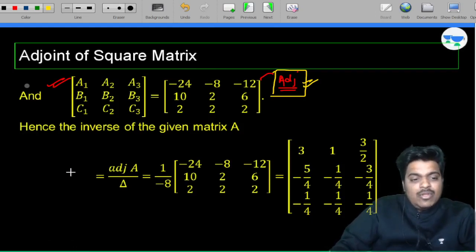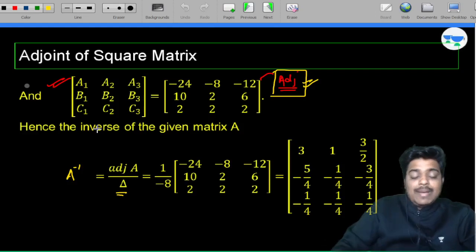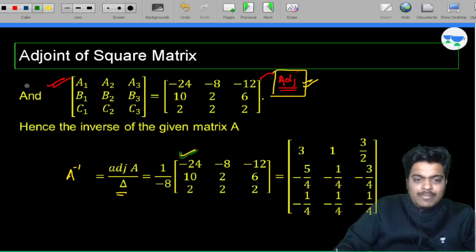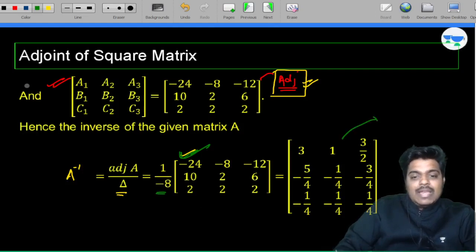And what is the value of A inverse? A inverse is adjoint of A divided by determinant of A. You try to calculate the determinant of A, and this value comes out to be minus 8. So this is your adjoint matrix divided by determinant of A, that is 1 by minus 8. You divide each value in this matrix by minus 8, and here you go with your A inverse matrix.